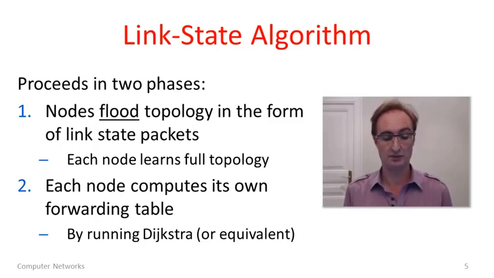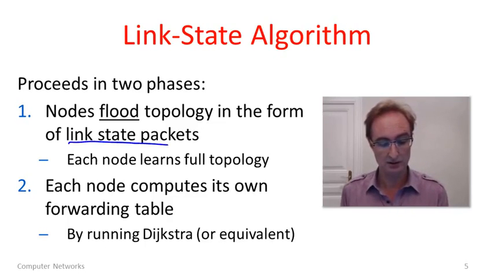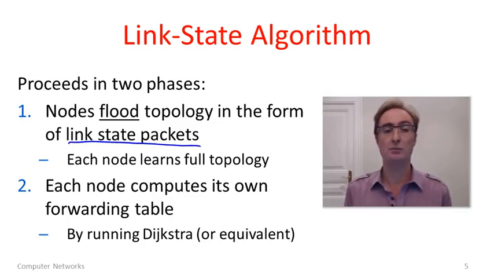What about the link state algorithm? Here's how it works. There are two phases. In the first phase, each node floods information about its local portion of the topology to everyone else using what's called link state packets. In this way, every node will get a picture of the full topology. So we do this whenever the topology changes or when we start. And then, when everyone has the full topology, we'll move from step 1 to step 2.